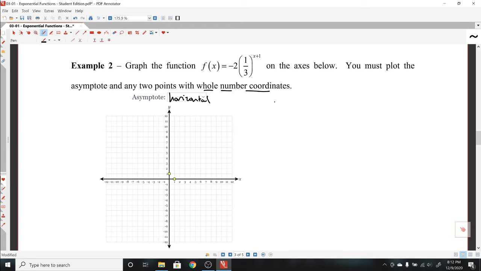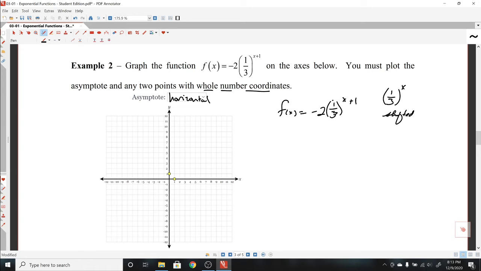All right, so what do we have here? So f of x equals negative 2 times 1/3 to the x plus 1. All right, so in terms of our transformations, this would be the graph of 1/3 to the x, shifted left 1. And again, just remember, it's the order in which you would do these operations.